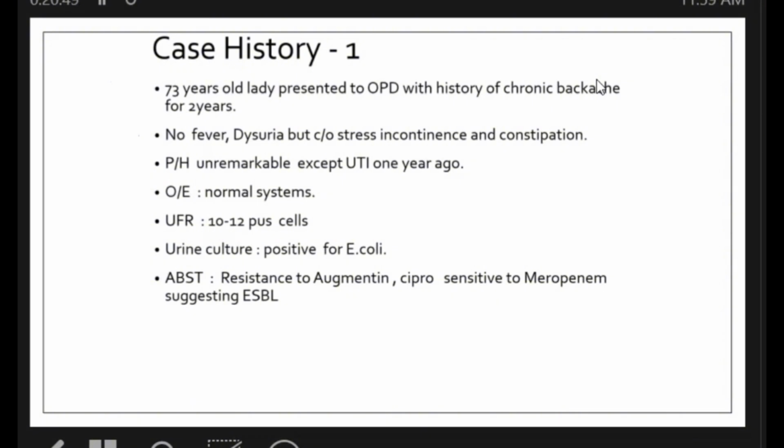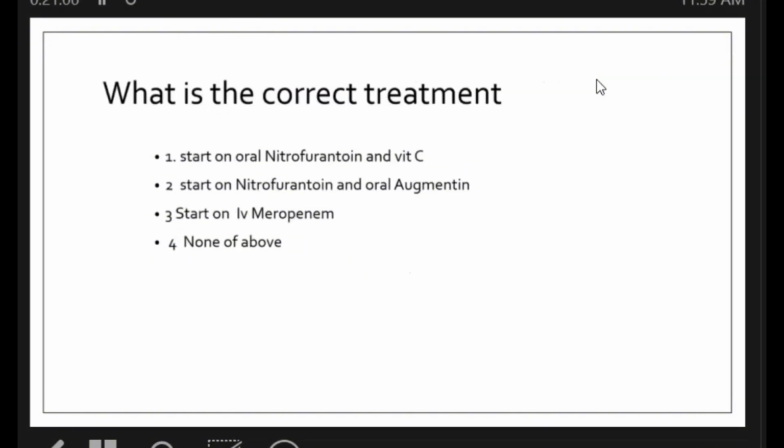And urine culture positive for E. coli. And the antibiotic sensitivity pattern revealed resistance to most of the antibiotics except meropenem, suggesting an ESBL-producing E. coli. So what is the correct treatment?